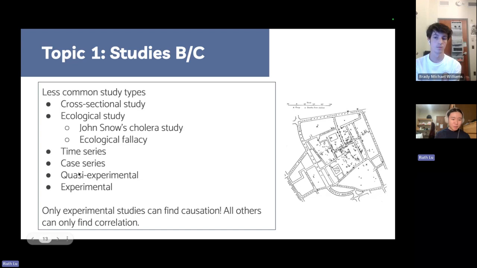And finally, quasi-experimental and experimental studies are just ones where you control people getting exposed and not exposed. So the important thing is only experimental studies can really find causation. Other ones can find correlation, but if we have strong enough evidence that the correlation probably is from causation, then we're okay with that because we don't want to be infecting people with salmonella out here.